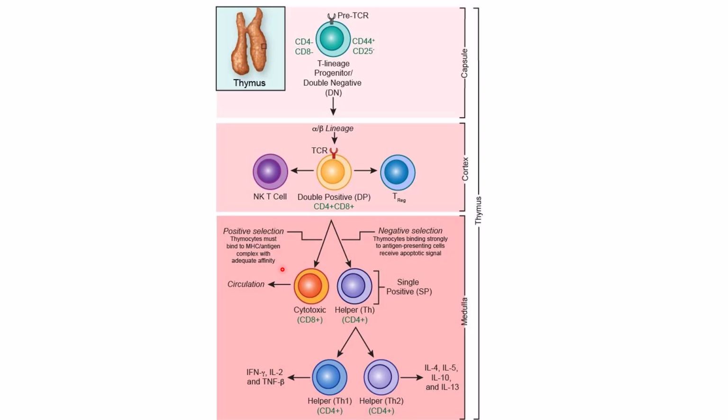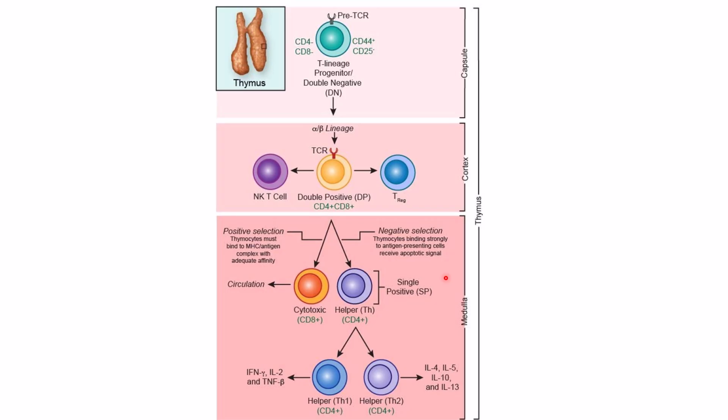Then you have the negative selection. This positive selection and negative selection take place in the medulla. In negative selection, T cells are presented with the self antigens. If the T cell binds strongly to the self antigen, it is eliminated, so autoimmunity can be prevented. And T cells that bind weakly to self antigens are selected to become mature T cells. Then there is the single positive stage and maturation.